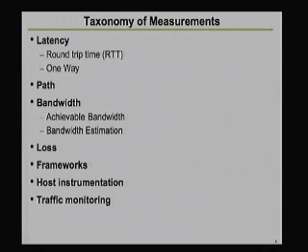So the first area is latency, which is essentially how long it takes for your traffic to get where it's going. And latency has basically two subcategories. There's round trip time, which is from A to Z and back from Z to A again, and then one-way delay, which is just from A to Z. Another thing that is common to measure is the path. This is, for example, a traceroute or something like that. There are some other tools that do similar things.